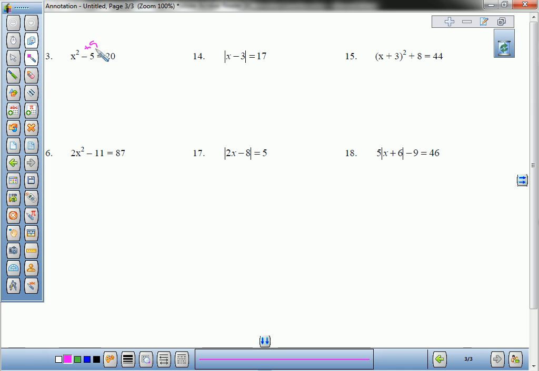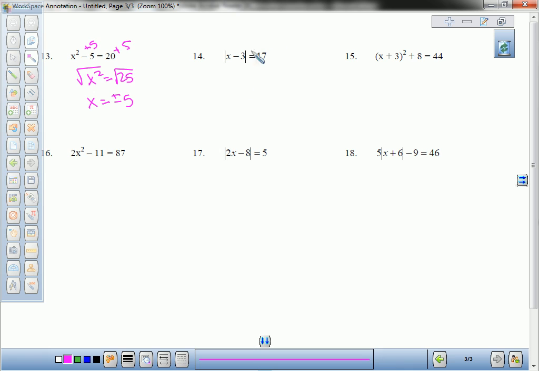Okay, so on this one we're gonna add 5, and then we just get x squared equals 25. So when I take the square root, I just get positive or negative 5. Nice, easy one. All right, absolute value. Now, with absolute value, once we isolate the absolute value, we set what's inside the absolute value bars equal to the positive and the negative. So we get x equals 20 or negative 14 when we add 3 to both sides.